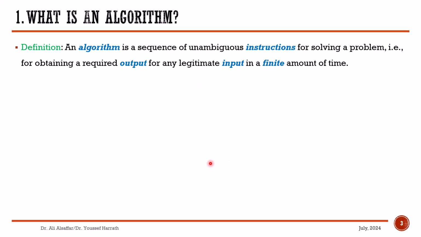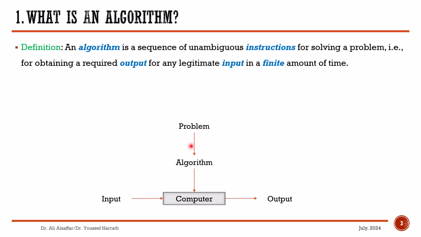So the definition can be illustrated by the following diagram. It starts with the problem, followed by writing the instructions to solve this problem, which is the algorithm, followed by writing a computer program for the computer to follow the instructions of the algorithm. As illustrated, all algorithms must have an input, which is zero or more quantities that are externally supplied, and must also have an output, which is at least one quantity produced by the algorithm.